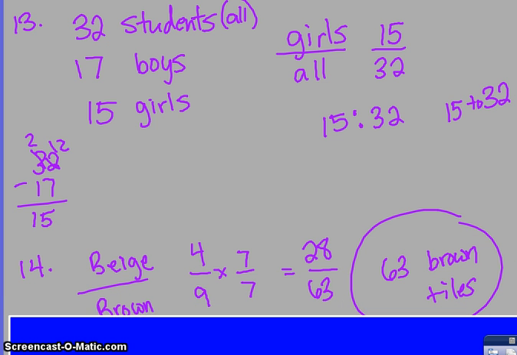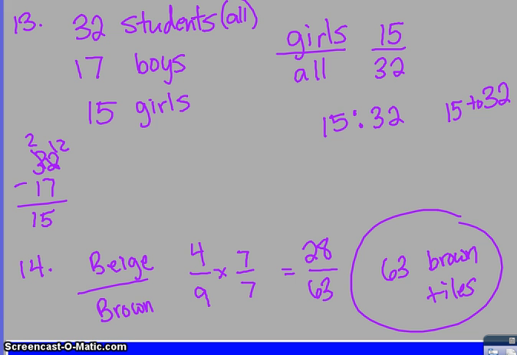All right, number 14. The ratio of beige tiles to brown tiles is 4 to 9. If there are 28 beige tiles, how many brown tiles would there be? Okay, so let's start with our words. We're comparing beige to brown with a ratio of 4 to 9. And then they're telling us if there were 28 beige, so you're going to put 28 in the numerator because that's where beige is. And you know that 4 times 7 is 28. And so multiply the bottom by 7 also, so 9 times 7 is 63. So the answer is going to be 63 brown tiles.